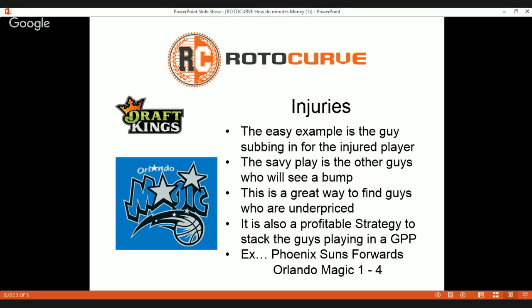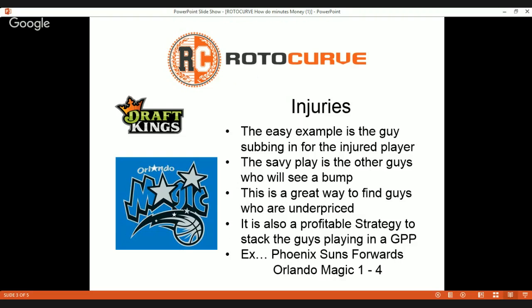Now, that's the easy example. The savvy play, though, is the other guys who see a bump. And a good example of this is the Orlando Magic, before the Tobias Harris trade. They basically had 5 players that played the 1, 2, 3, and 4 spots for them. So the point guard, shooting guard, small forward, and power forward spot.